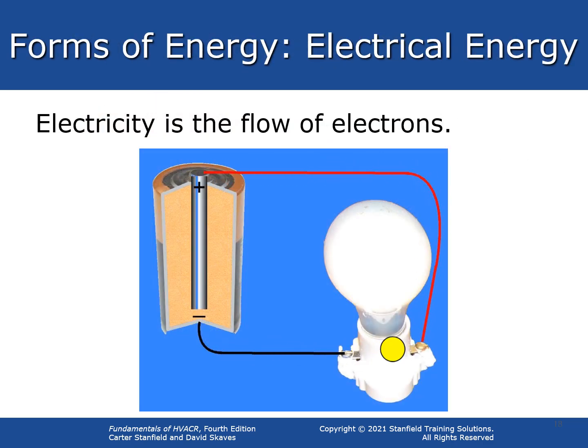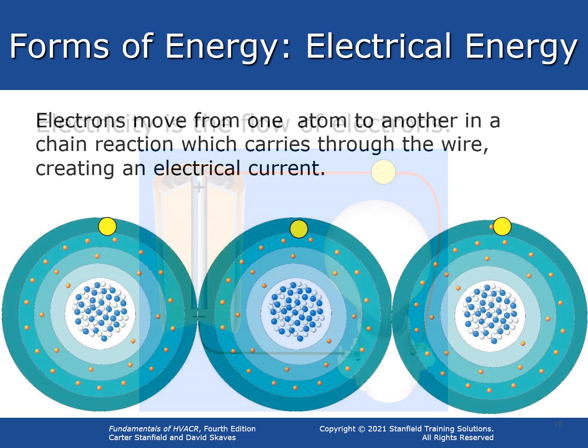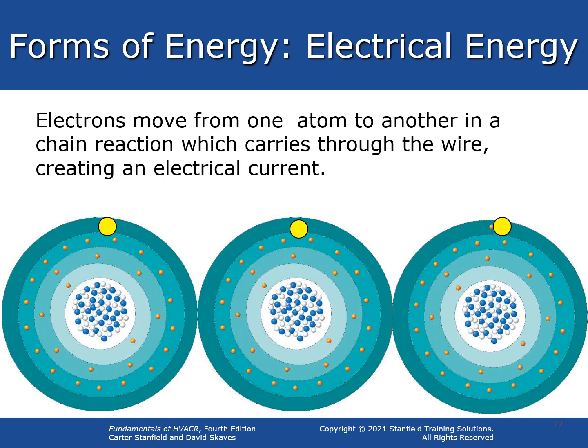Electricity is the flow of electrons. Electricity is the mainstay of heating and air conditioning systems. The controls are all electrical, and many of the systems use electricity exclusively for their power source. Electrical current flow in a circuit is an example of kinetic energy. Electrons move from one atom to another in a chain reaction which carries through the wire, creating an electrical current.